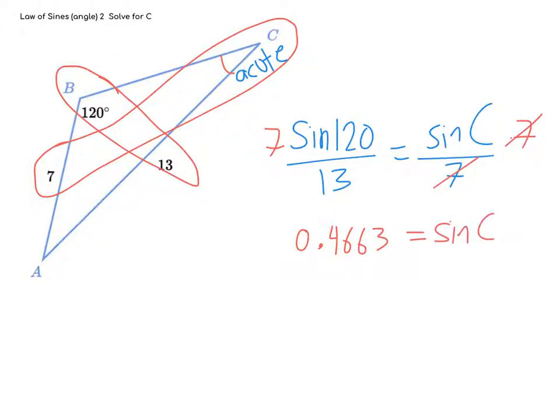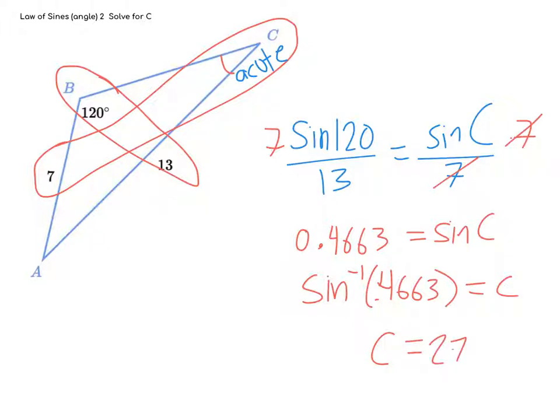Let's do the inverse sine to get that value. So sine inverse or arc sine of 0.4663 is going to give us that angle. So sine inverse 0.4663. We end up at C is equal to 27.794. And just checking, that is an acute angle. We're okay.